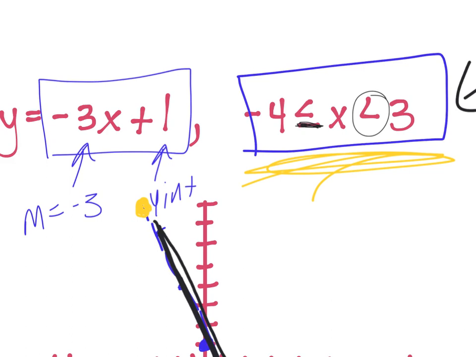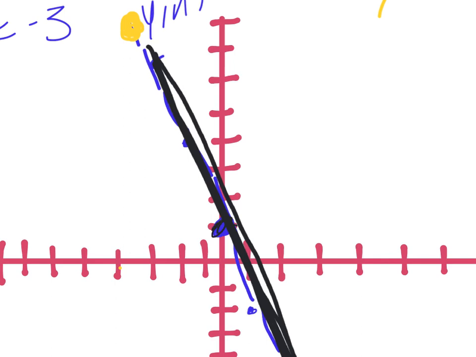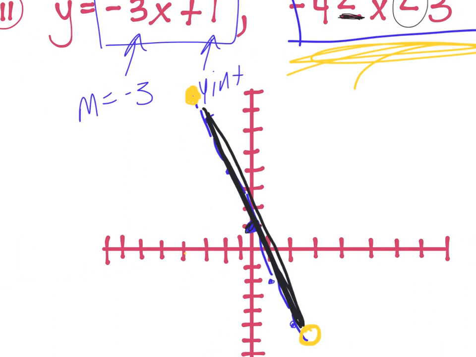Where did you put the dots for the -3x plus 1? I put my intercept right here, and then I just went up 3 over 1, down 3 over 1. Oh, so that's just up 3. Mm-hmm. Okay, and then the right one is where your endpoints are at? Yeah, the yellow.